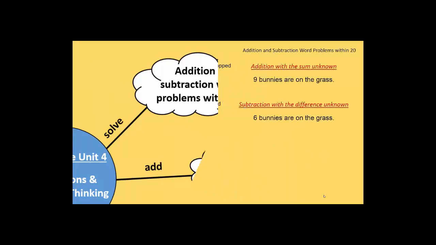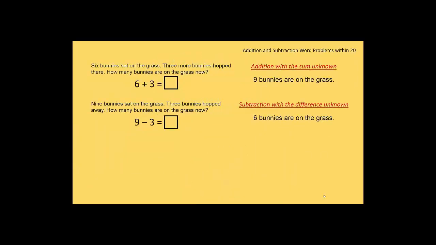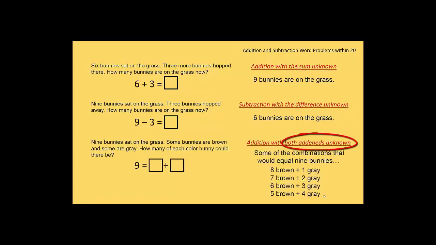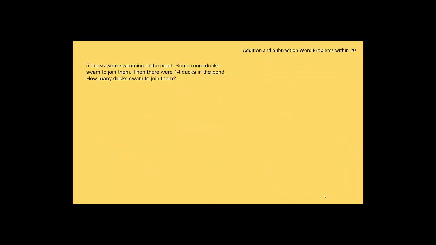word problems. In previous unit videos, we have looked at how first graders work with addition and subtraction word problem situations, such as these, where the sum or difference is unknown, as well as addition problems where the sum is known, but both parts that are added together are unknown. During Unit 4, students work with addition and subtraction word problem situations where the change is unknown and where the start is unknown. The problem here is an example of addition with the change unknown.